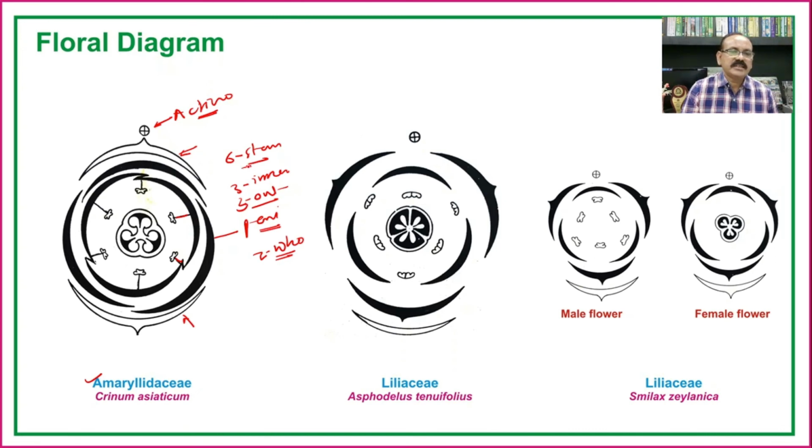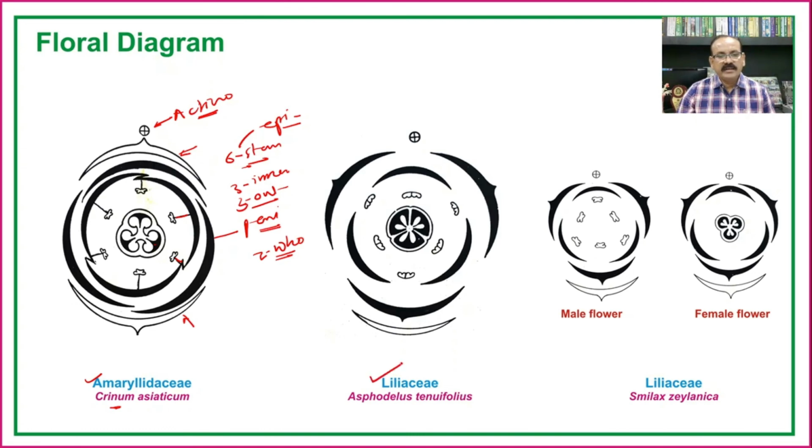These 6 stamens which are present in the Crinum are attached to the petals, and that is the epipetalous condition. Again, the ovary contains 3 locules and 2 ovules in each locule with axile placentation.